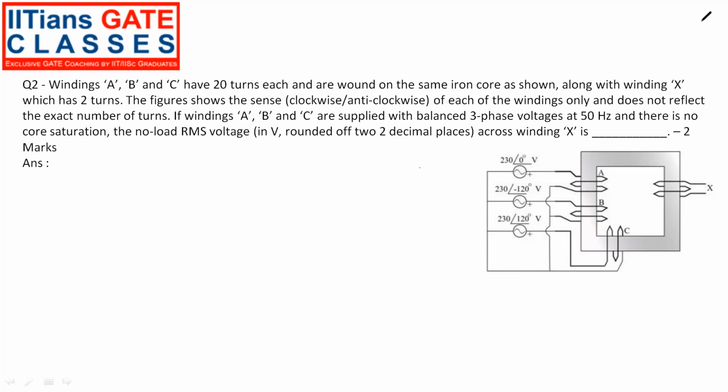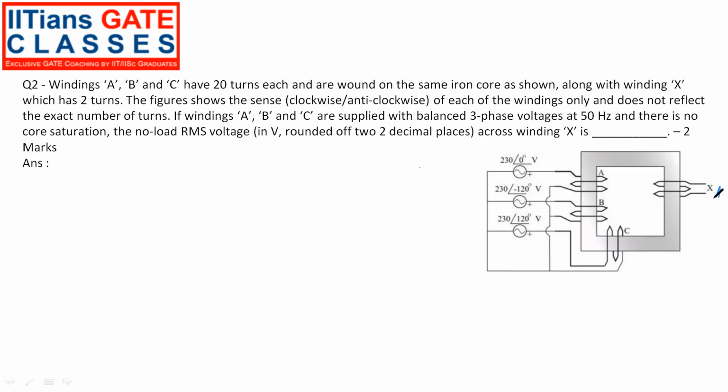Sense is like where the winding will start. The figure shows the sense of each of the windings only and does not reflect the exact number of turns. If windings A, B, and C are supplied with balanced three-phase voltages at 50 Hz and there is no core saturation, they're asking us to find out the voltage across the winding X, that is, the voltage across this terminal.